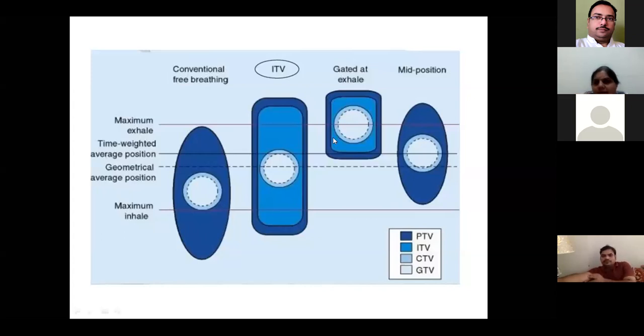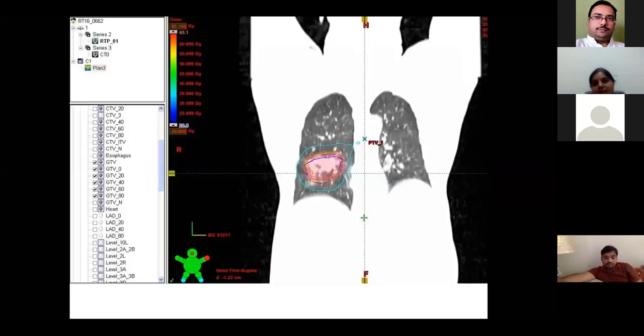And the last concept is a mid position scan, wherein you get a time weighted mean position of the tumor. So this is the geometric average position, and this is a time weighted average position. So when you divide the breathing cycle, this is the position where the tumor is going to lie for its maximum duration. So that's called a time weighted average position, and then you give a margin accordingly. So these are the different ways of integrating motion.